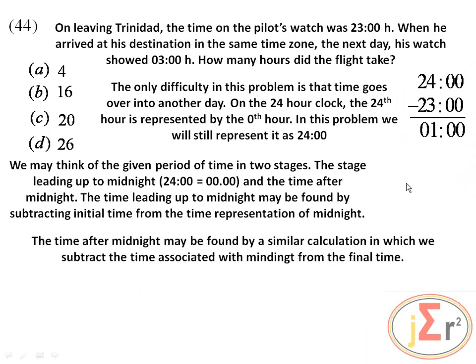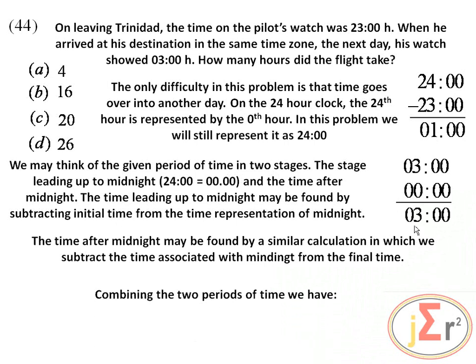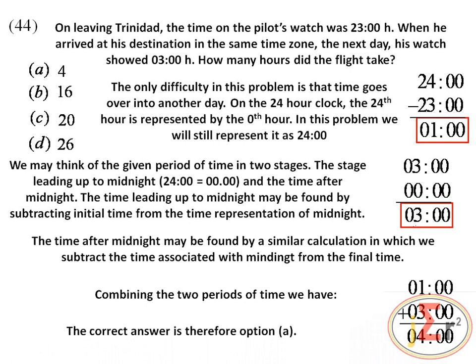The time after midnight may be found by a similar calculation in which we subtract the time associated with midnight from the final time, and we get 3 hours. So in the first stage we have 1 hour, in the other stage we have 3 hours. Combining the two periods of time, we have 1 hour plus 3 hours, and that is equal to 4 hours. The correct answer is therefore option A.